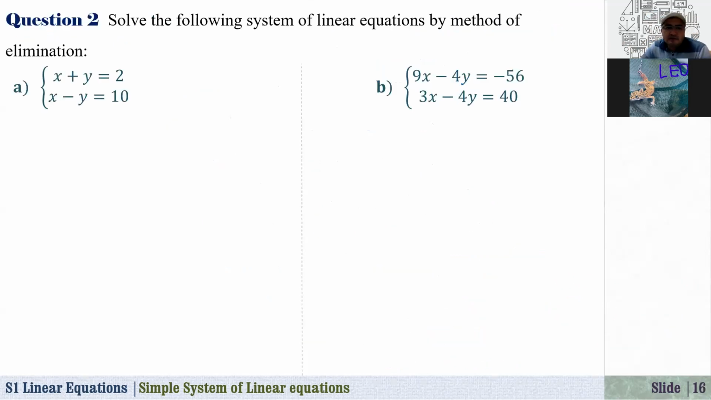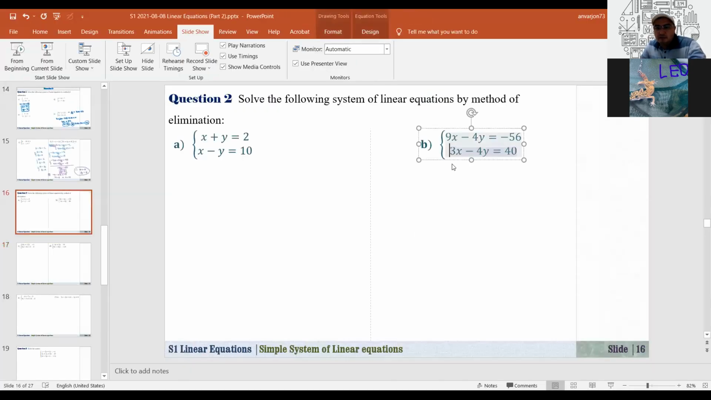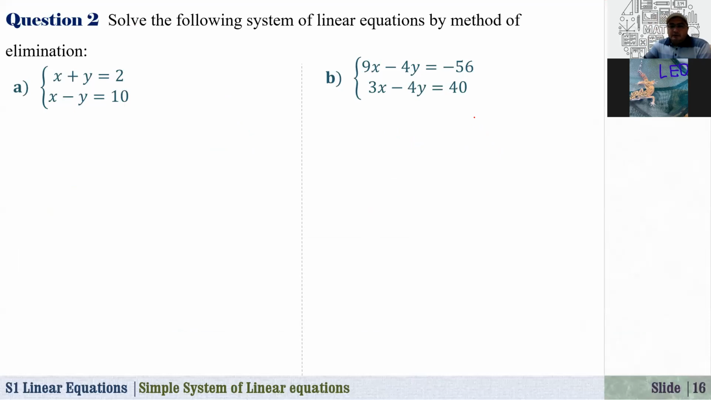Question 2, solve the following system of linear equations by method of elimination. So let me just do only B here. All right, 9x minus 4y equals minus 56.